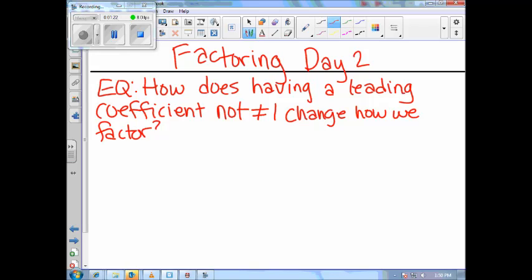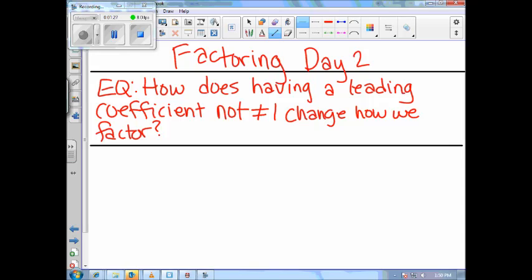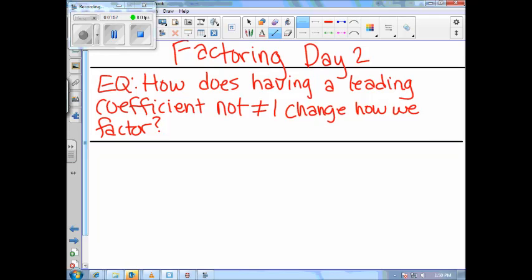That's all it's going to change today, is having a leading coefficient greater than 1. The leading coefficient is the coefficient in front. Are you writing down, please? The coefficient in front of the greatest exponent. So if it's an x squared, it's the largest power. Whatever number is in front of x squared is our leading coefficient. You guys know that this equal sign with a slash means doesn't equal. So not equal to 1 changes how we factor.